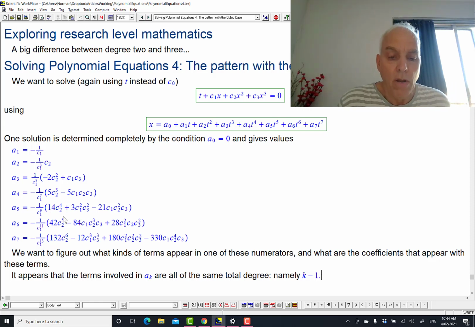But not all terms of that total degree are appearing. So, that's one possible expression in the C's that is of degree 4, but we could also have, say, C1 times C2 times C3 squared. That's not appearing. Why is it not appearing?